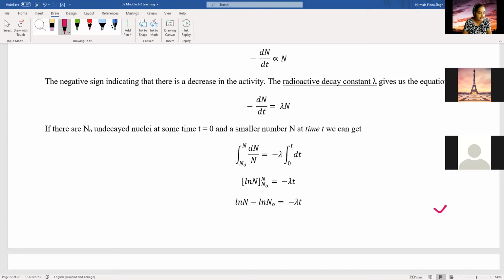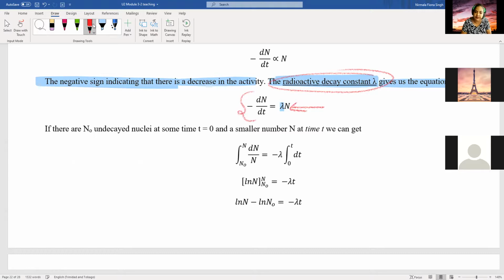The negative sign here indicates there's a decrease in activity. The radioactive decay equation gives us minus dN/dt equal to lambda N, lambda being your decay constant, N being your number of active nuclei, and dN/dt being the rate of disintegration. We don't need to go through this.